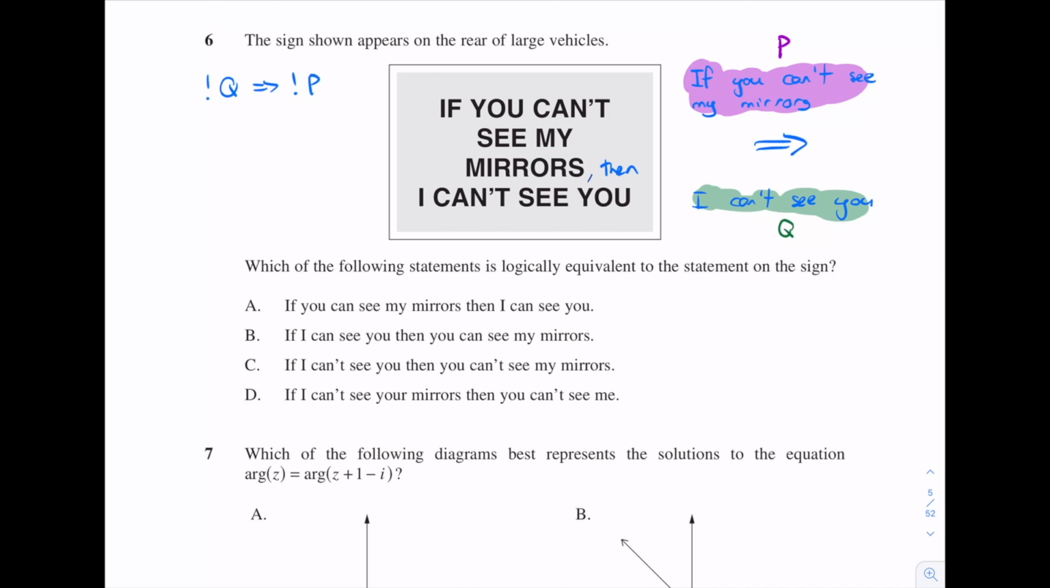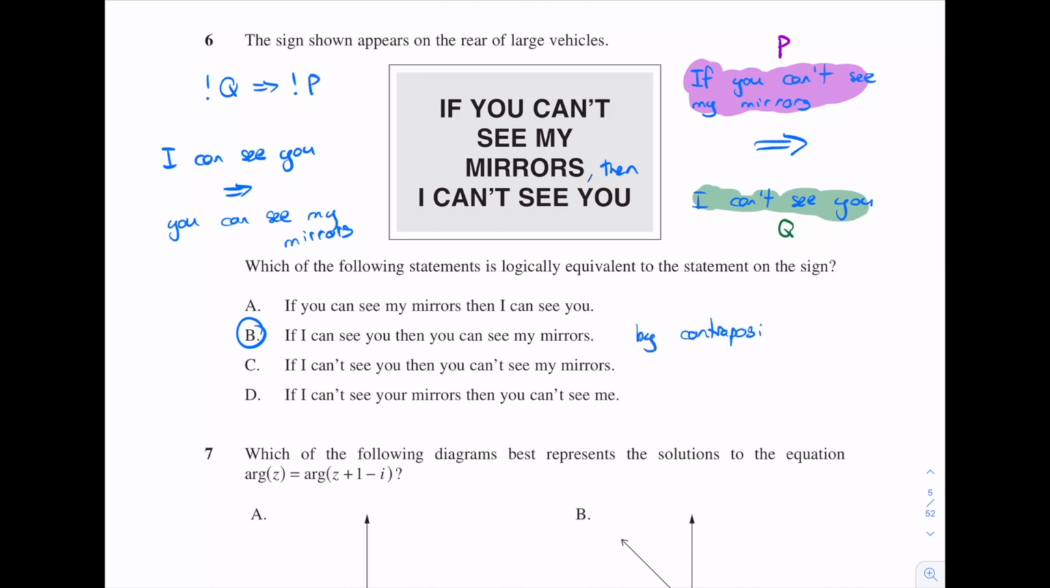So what is not Q? I can't see you. I want the opposite of that. So that would be I can see you. So I'm saying I can see you implies not P. P is the statement that you can't see my mirrors. Not P would be you can see my mirrors. So I'll be looking for that in our options. If I can see you, then you can see my mirrors. Option B looks good. So this is by the contrapositive.